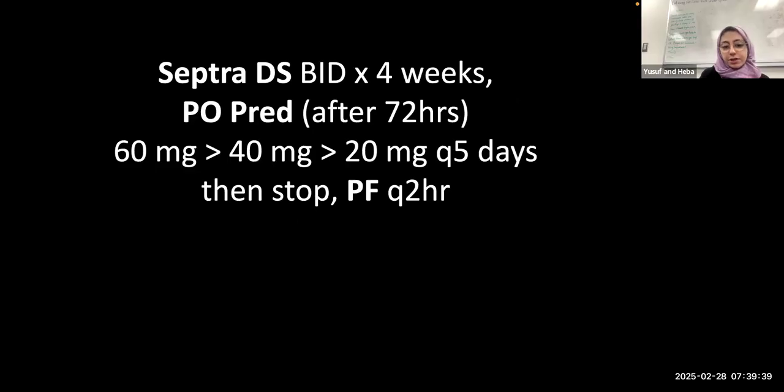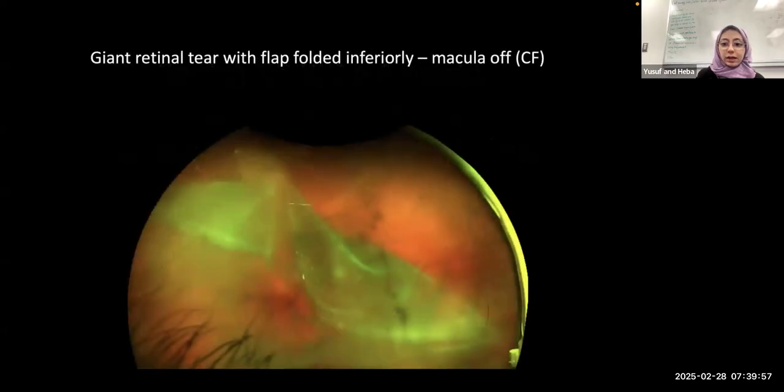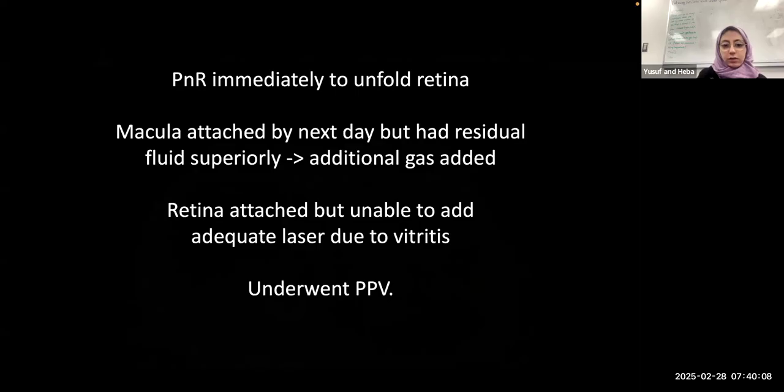So we decided to go for Septra dual strength BID for 4 weeks and PO prednisone after 72 hours with a taper every 5 days. We also decided to continue the Pred Forte, and obviously close observation given the amount of activity that he now has. So we saw him a week later. His vision was count fingers, and he has a huge giant retinal tear. The macula was off. So obviously he needed surgical management at this point.